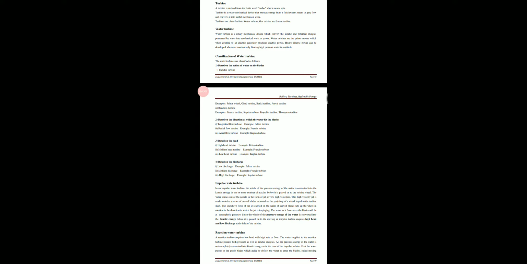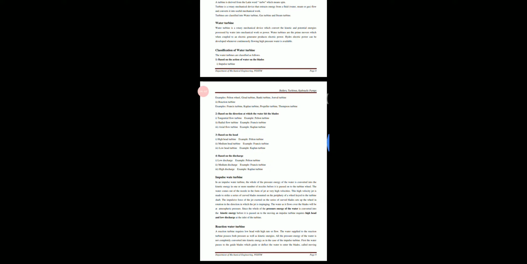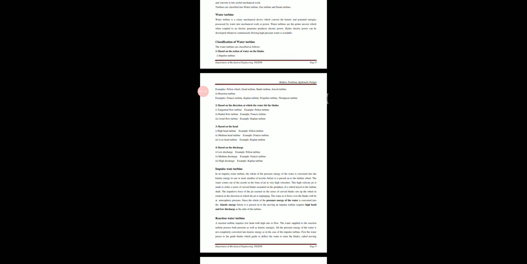Water will be discharged tangentially, radially, or axially. Classification is based on these three types. Another one, as I told you, is water head. Head is nothing but the distance between the source of water and the turbine, whether it is high, medium, or low. The last category is based on the discharge, whether it is low discharge, nothing but a low quantity of water, or medium discharge or high discharge. Examples: low is Pelton, medium is Francis, and high discharge is Kaplan turbine.